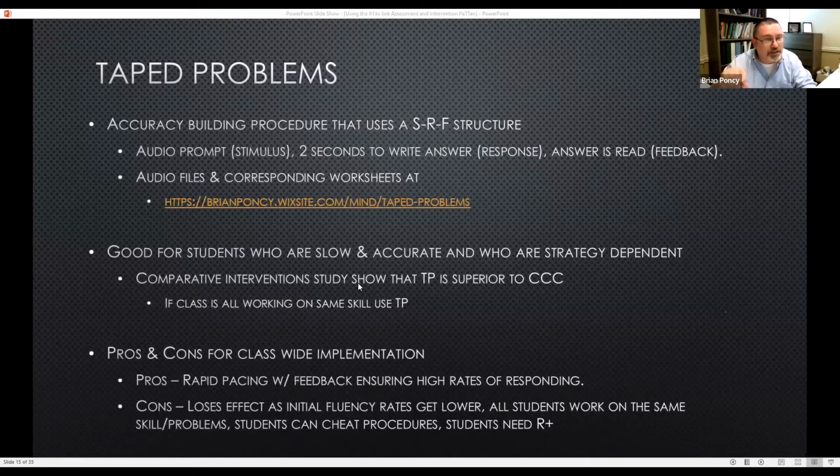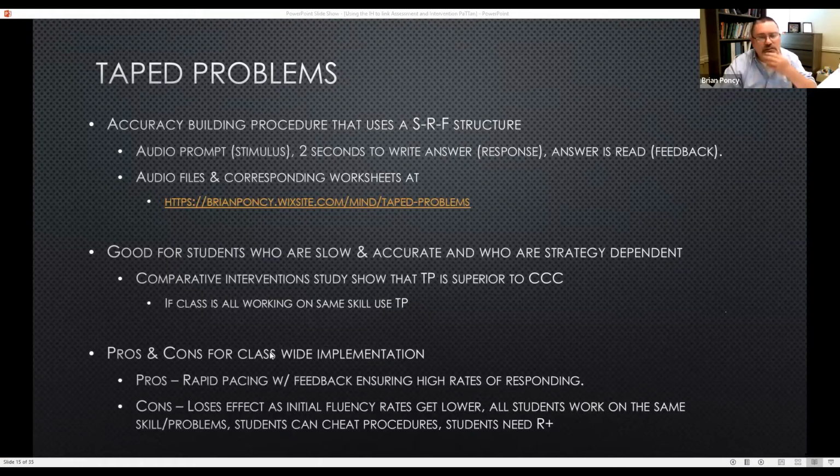The tapes I make, you do 1 problem every 5 seconds, right? So if we think about that, kids are doing 12 problems a minute. And so again, you do this for a short 4-minute burst, and a kid will respond a whole lot of times compared to what they would maybe even over a 20-minute independent seat work intervention. But again, you have to have the class all work on the same problems.